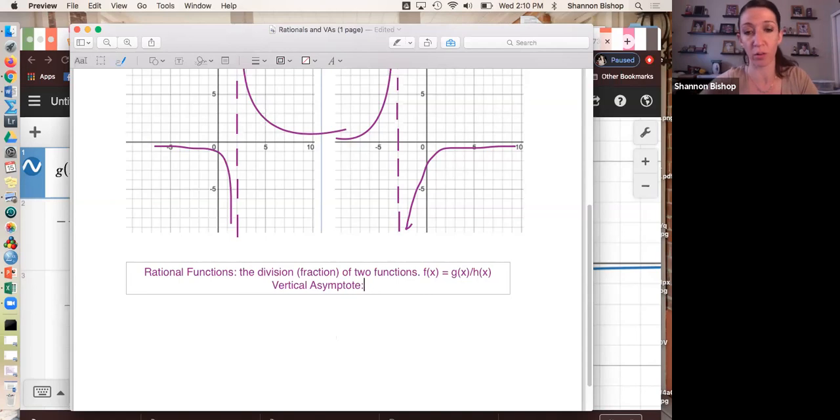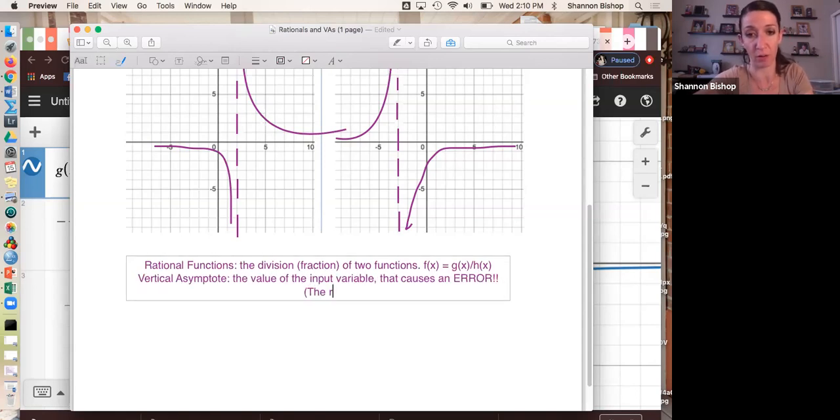Okay, vertical asymptote vocab word is by definition the value of the input variable that causes an error. And when we say error, we mean division by 0. Division by 0. You cannot divide by 0. So wherever that value of the input is, we call that the vertical asymptote.